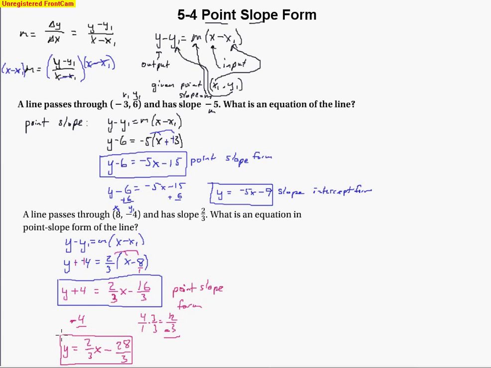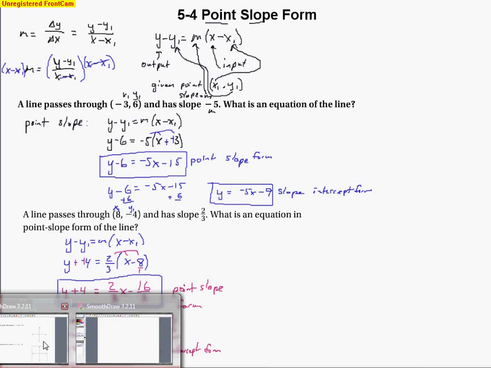If I wanted to graph it, then I'd have to figure out what this number was in a mixed number form or a decimal form to help me graph that point. And so again, this is called slope intercept form. So let's take a look at some other types that we might end up seeing.